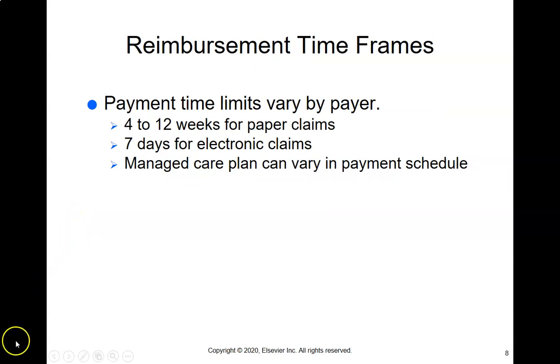Reimbursement timeframes. Payment time limits vary by payer: 4 to 12 weeks for paper claims, 7 days for electronic claims, and your managed care plan can vary in payment schedules. You'll contact the insurance company if payment is not received in a reasonable amount of time. The state insurance commissioners can help obtain late payments from different carriers depending on the state.